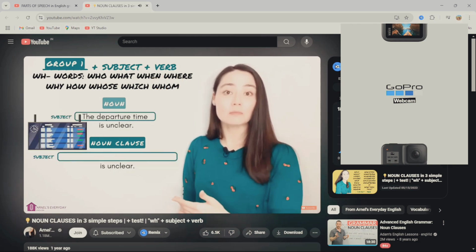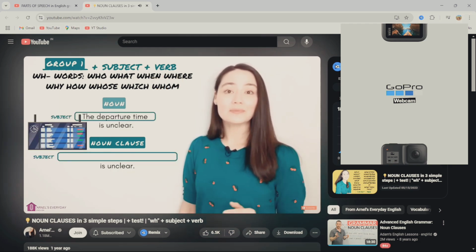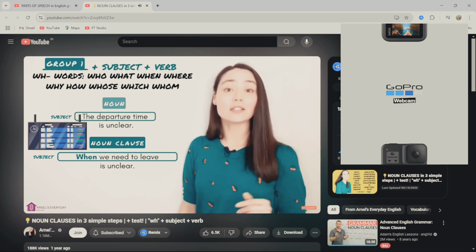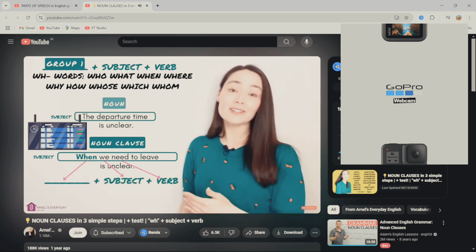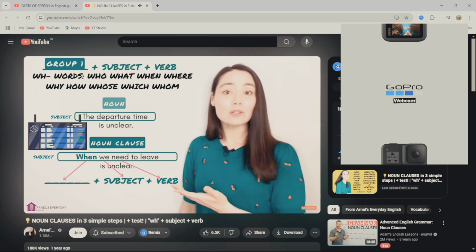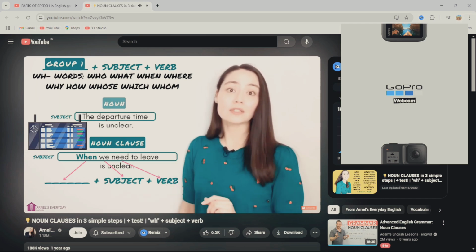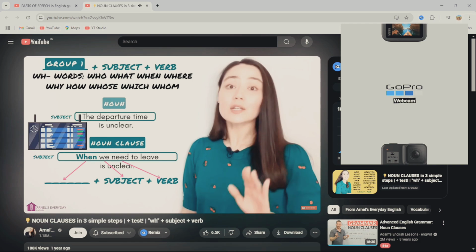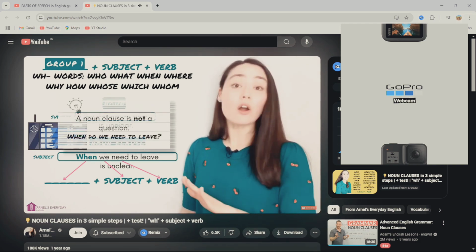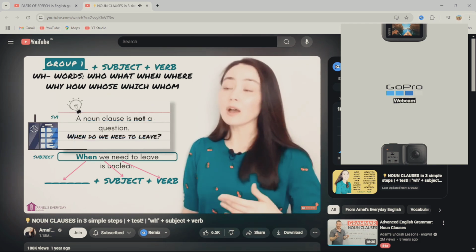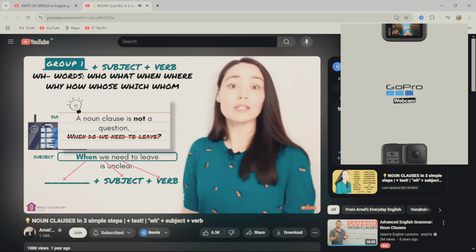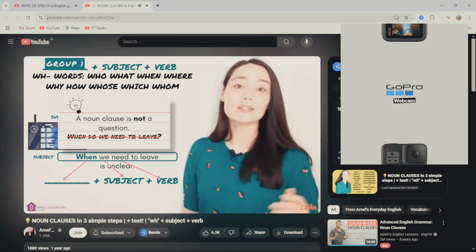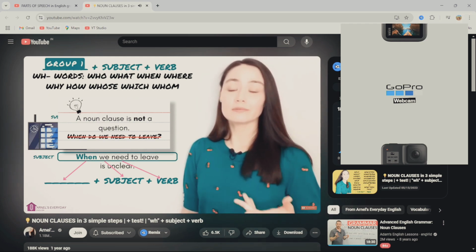The departure time is unclear. When we need to leave is unclear. When plus subject plus a verb. You can see my noun clause is now the subject of the sentence, just like a normal noun can be a subject. And remember, noun clauses are not questions. I'm not saying, when do we need to leave? No, I'm making a statement. When we need to leave is unclear.